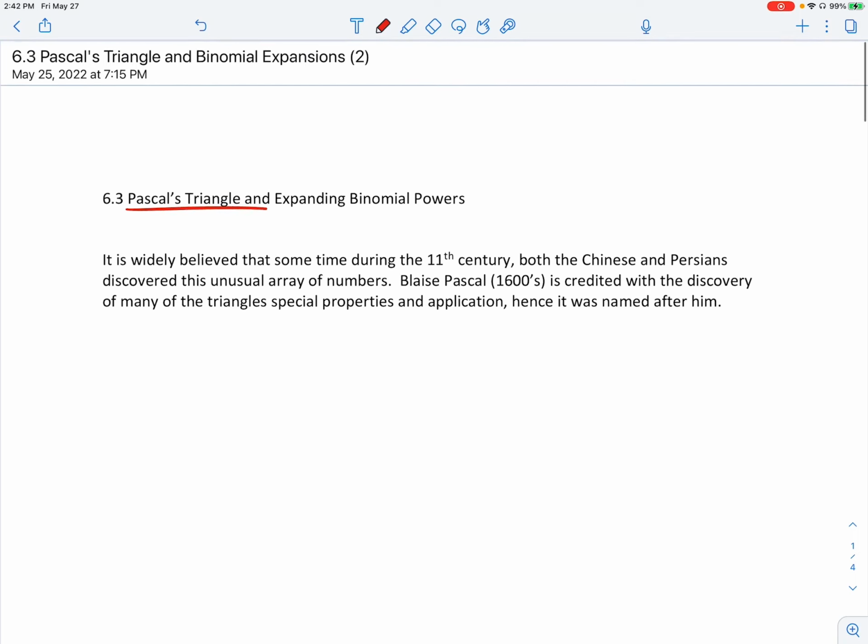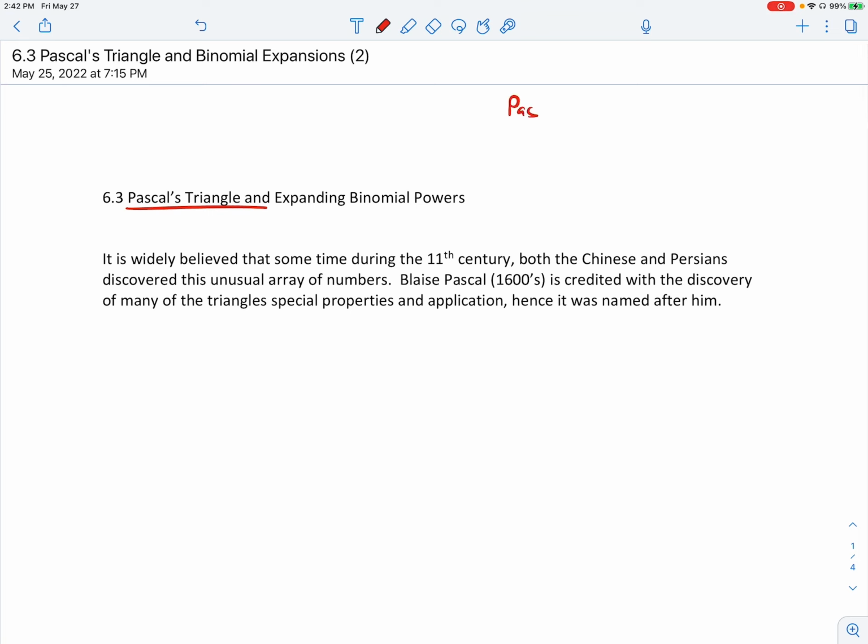It's basically an array of numbers, Pascal's triangle. It's just an array of numbers, and there are patterns within this array. There are actually many different patterns. And this array takes on a triangle shape.